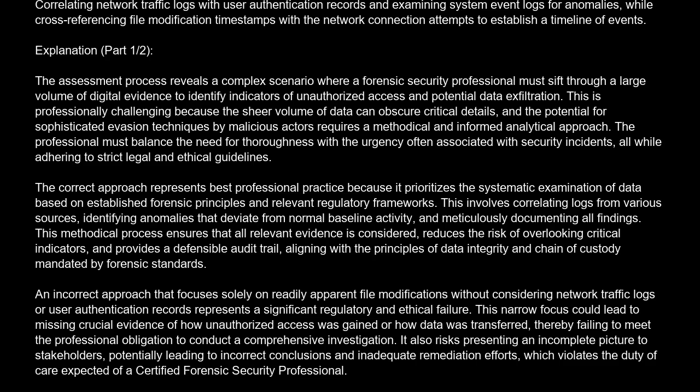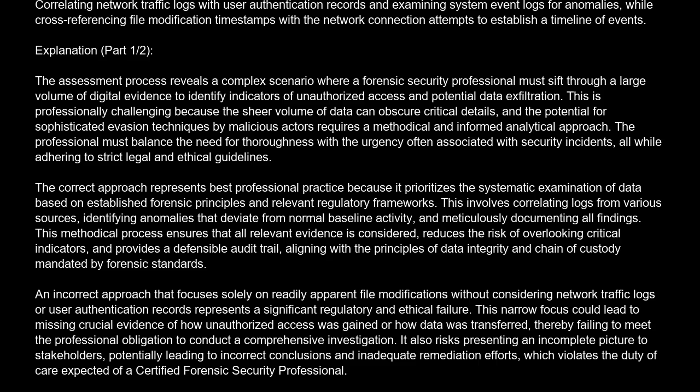Correlating network traffic logs with user authentication records and examining system event logs for anomalies, while cross-referencing file modification timestamps with the network connection attempts to establish a timeline of events. Explanation. The assessment process reveals a complex scenario where a forensic security professional must sift through a large volume of digital evidence to identify indicators of unauthorized access and potential data exfiltration.